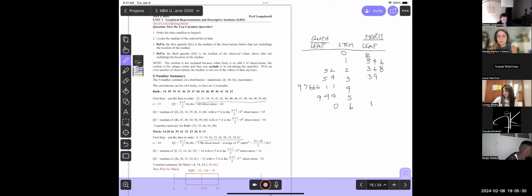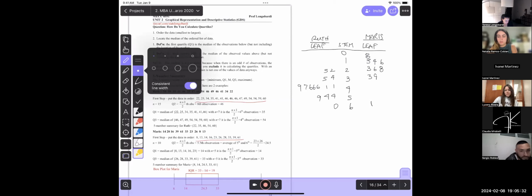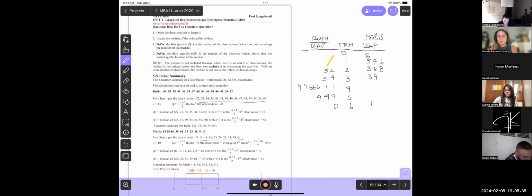I'm going to repeat what I did last class. I'm going to smooth the distribution. This one I'm going to smooth like this, and this one I'm going to smooth like this.